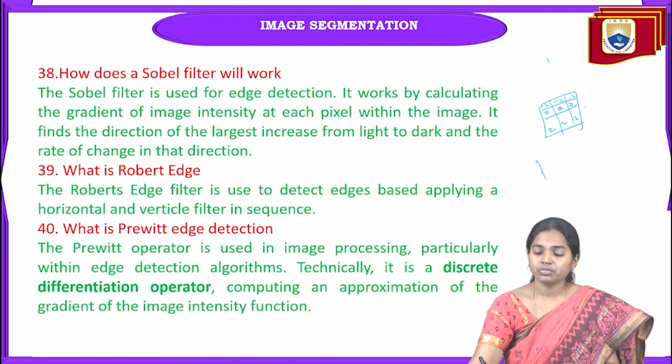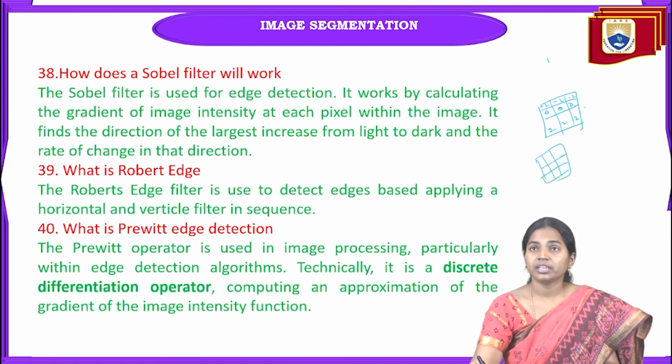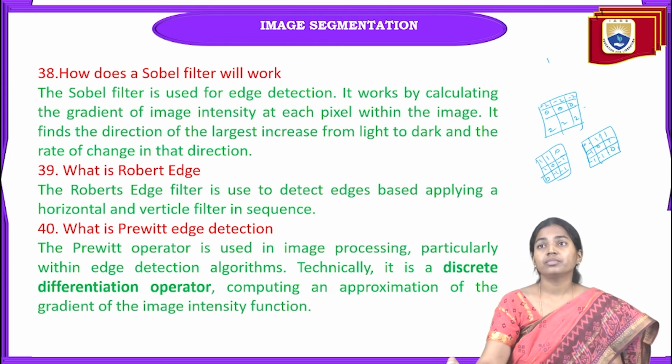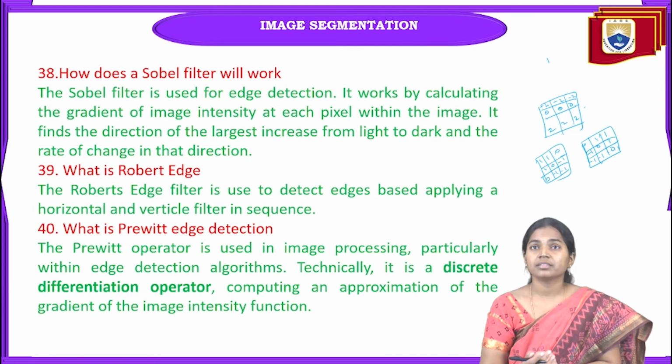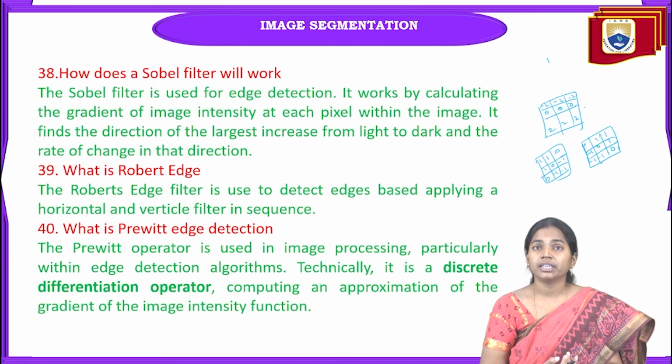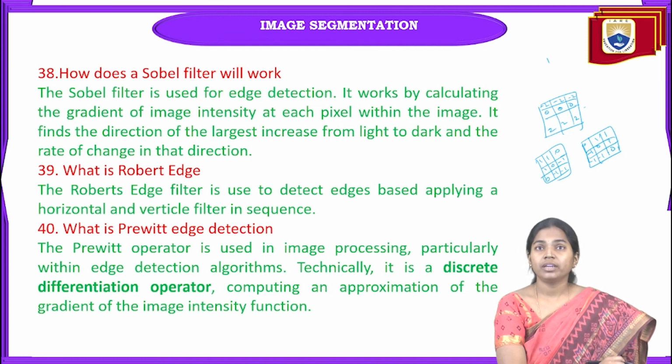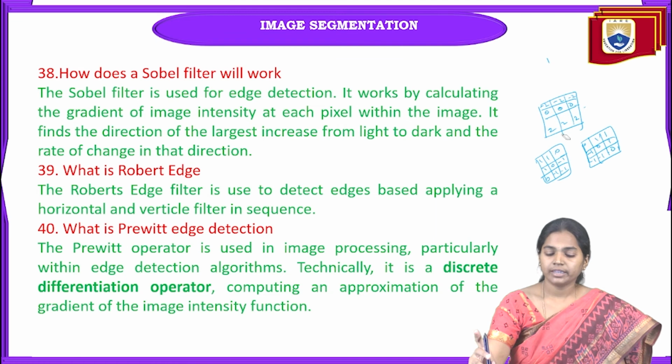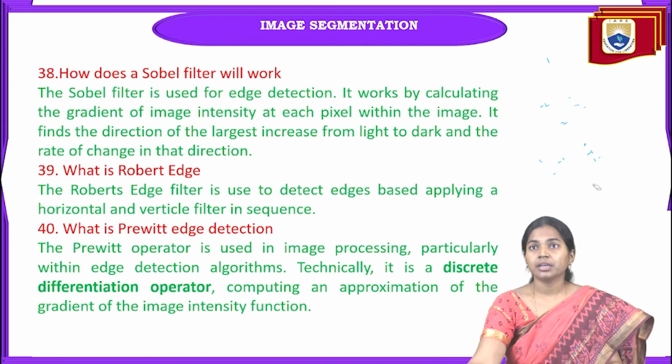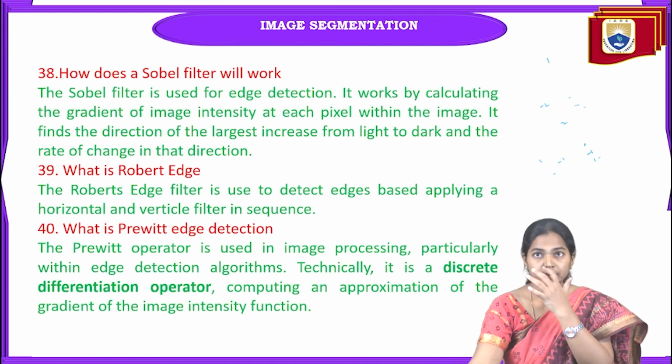If I need to scan plus 45 degrees or minus 45 degrees, I use 1 1 1, minus 1 minus 1 minus 1, 0 0 0, with the remaining pixels 0. With this Sobel filter mask applied to our original image, it scans the plus 45 degrees and minus 45 degrees lines, and the vertical and horizontal lines of an image. And what is the Roberts edge? The Roberts edge filter is used to detect edges by applying a horizontal and a vertical filter in sequence.